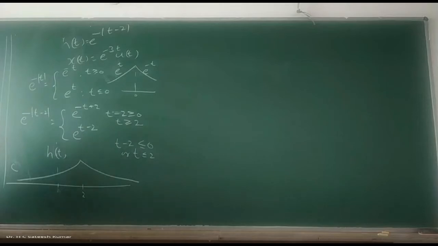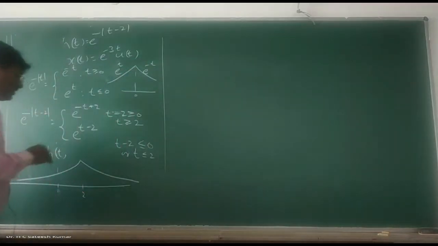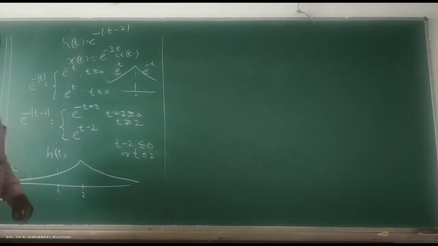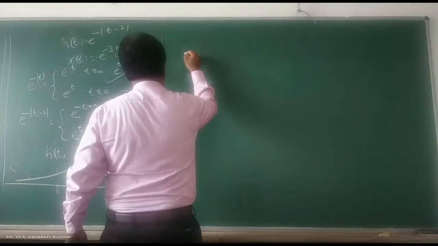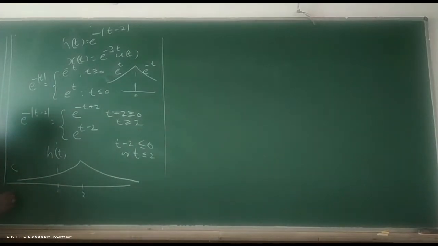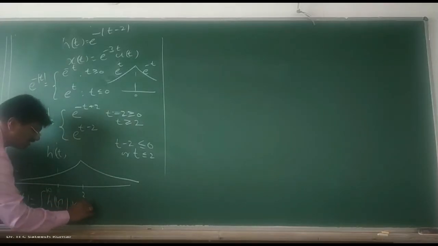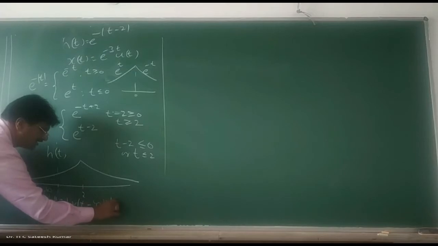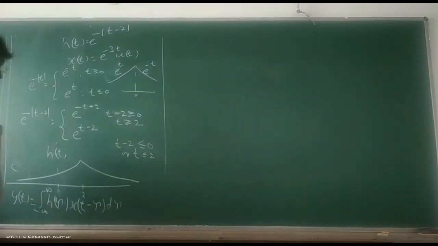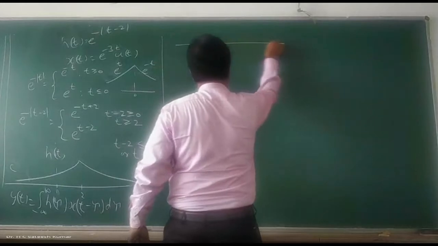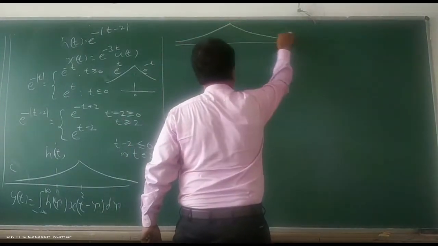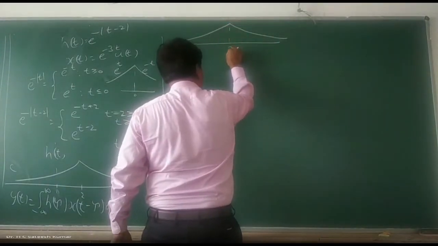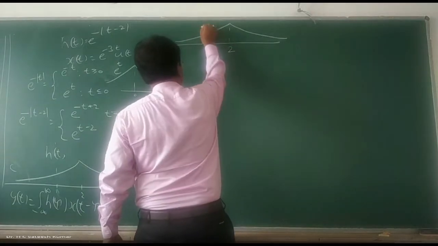Okay, right. This and all I did, correct only. But this one, while doing the calculations, I made a mistake. What did I say? y of t is equal to integration from minus infinity to plus infinity h of tau into x of t minus tau d tau, I said. h of tau I'll write as it is. This was also correct. Okay, this is 2. This is h of tau.